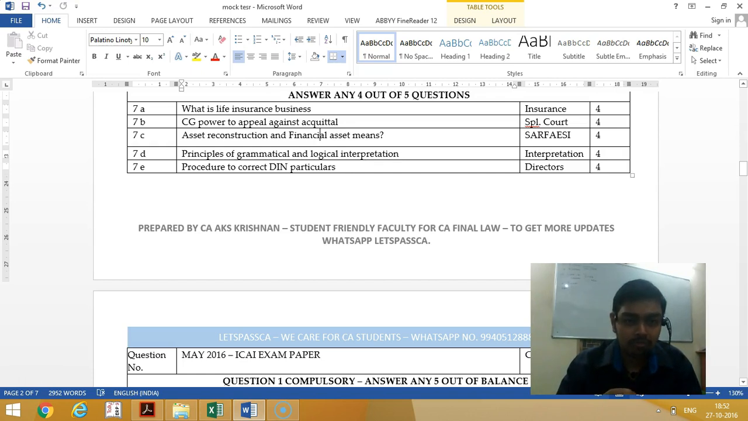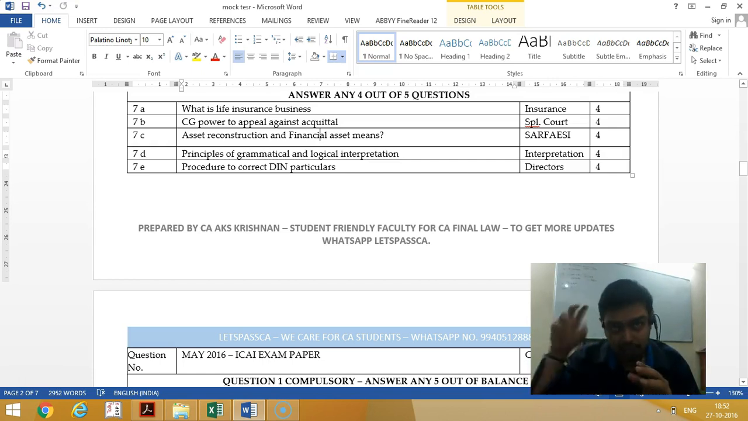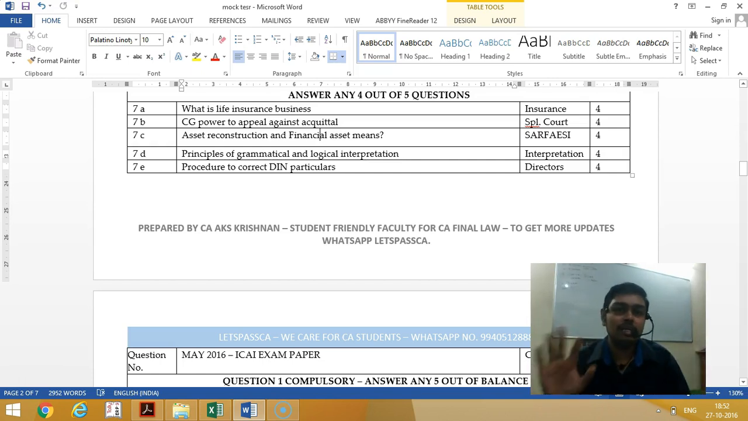Then, principle of grammatical and logical interpretation. Grammatical interpretation is just plain interpretation. There is no interpretation level. Just read plainly. When the act is clear and the words are clear, read plainly with grammar. That's all. For logical interpretation, you should go to the intention of the act. Grammatically, you do not see the intention. Logically, you should see the intention.